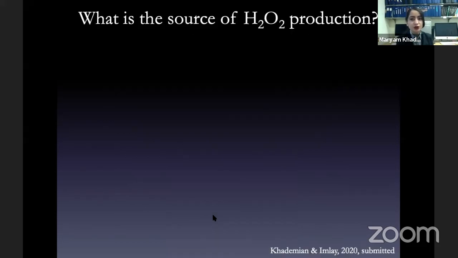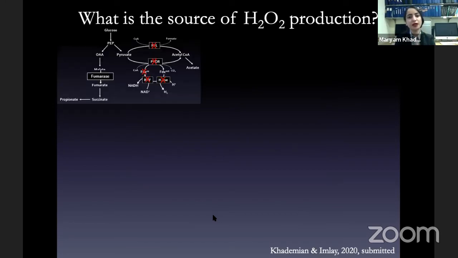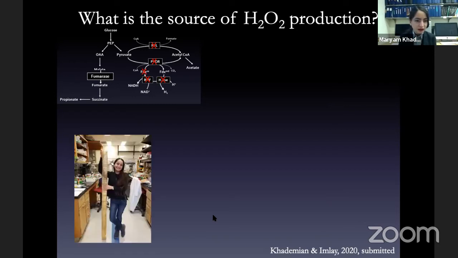To find the source of this, I went back to the central metabolism scheme that we had, and I deleted different parts of this scheme, different genes and different proteins that are involved here. Making these mutants was not the easiest thing. Here is me with a couple of plates that I used to make one of these mutants. But the idea was that I would delete these genes, and then I would aerate these cells.